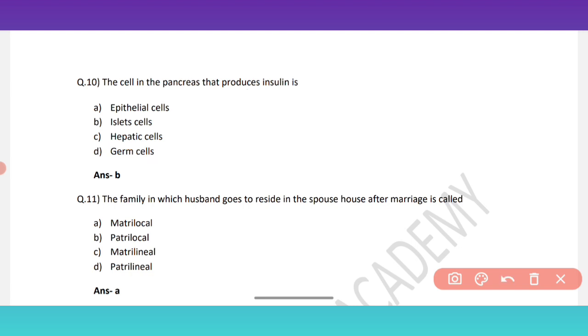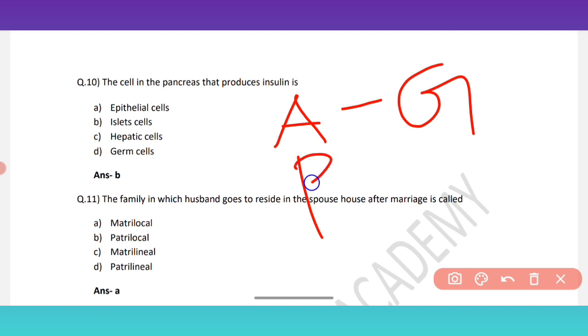So the other important golden points. The pancreas has four types of cells. The first one is alpha cells. The alpha cells are responsible for the production of glucagon. Glucagon and insulin are opposite to each other. Glucagon increases the glucose level, and insulin decreases the glucose level. So alpha cells, glucagon. Beta cells, insulin.